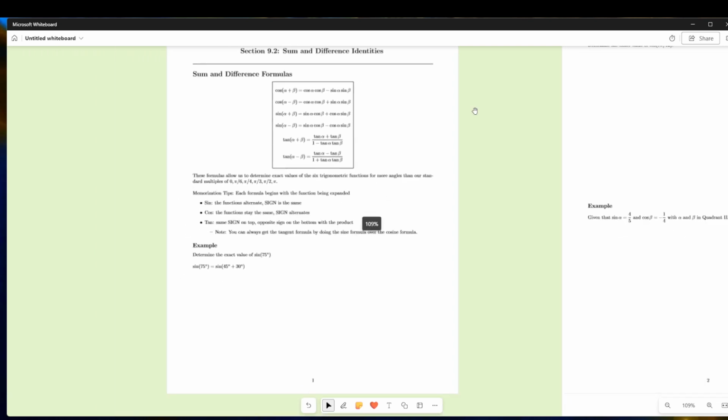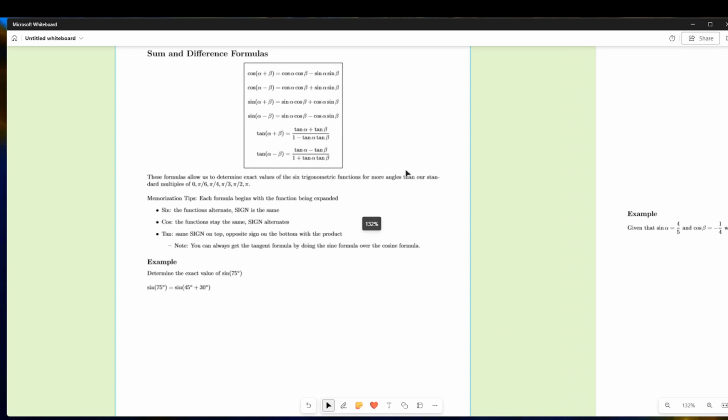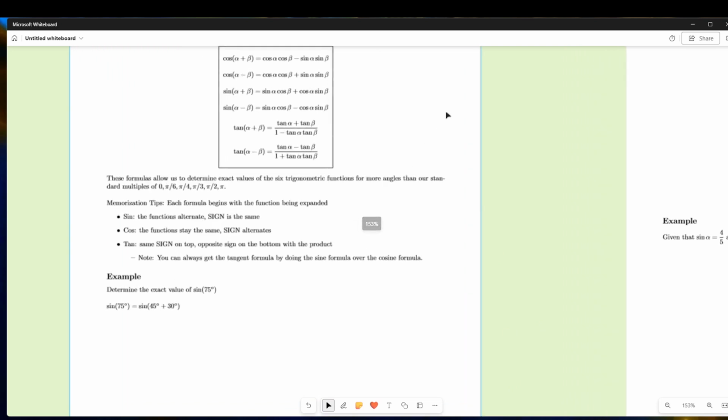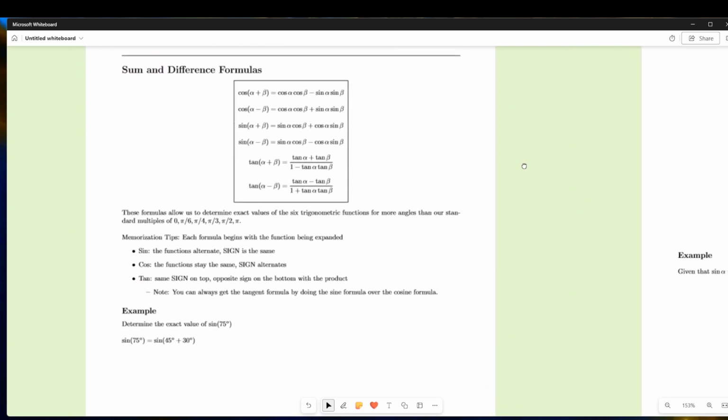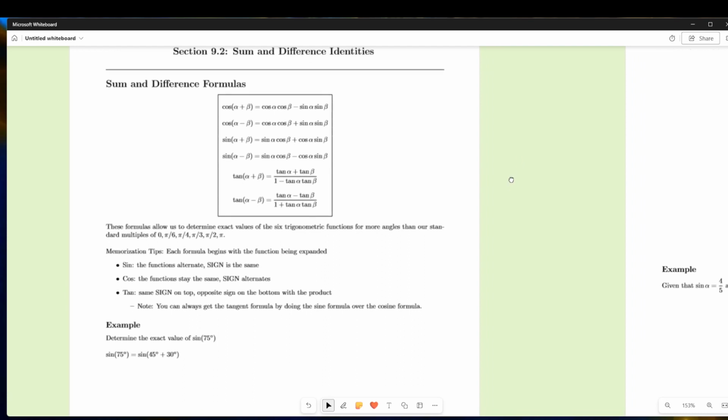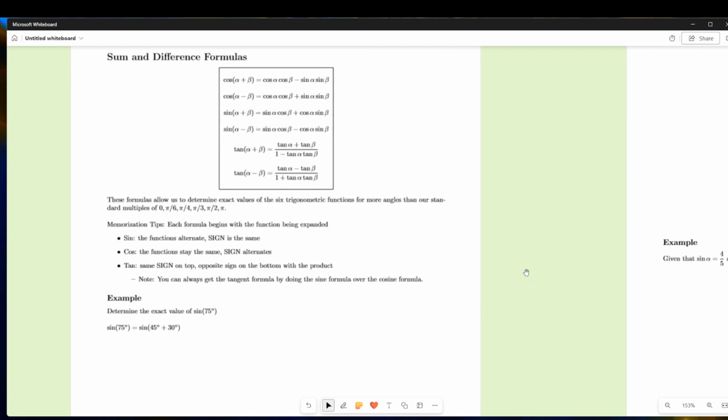Particularly when we get to the double angle formulas and some of the power reduction formulas, there are a couple that I'll point out that are really helpful to know just because they come up so often. But let's look at using them.